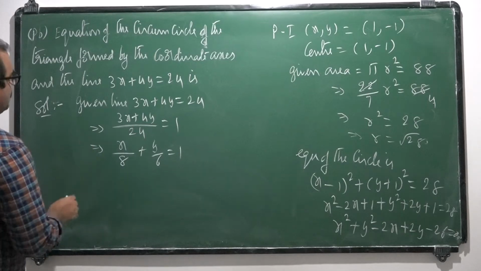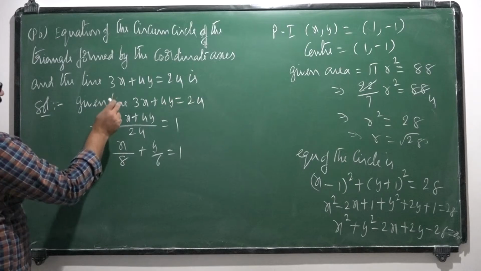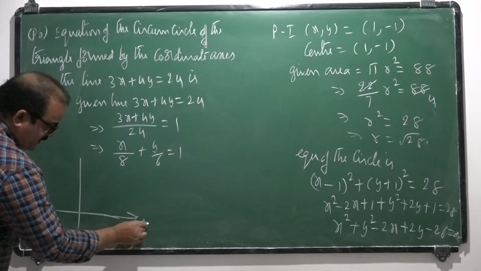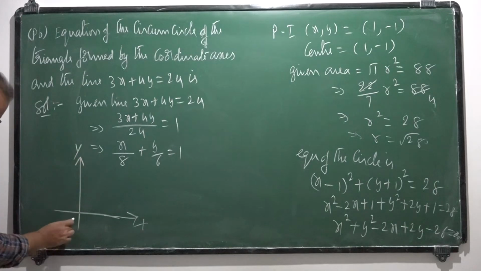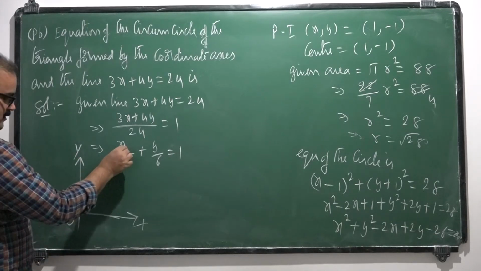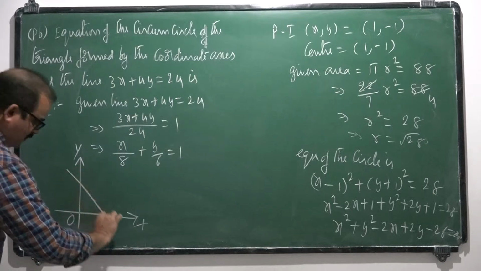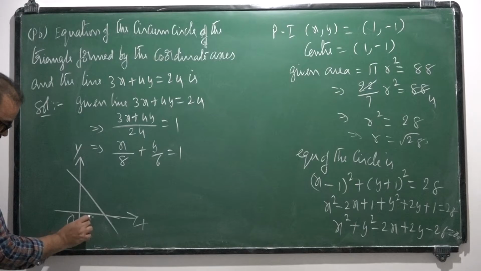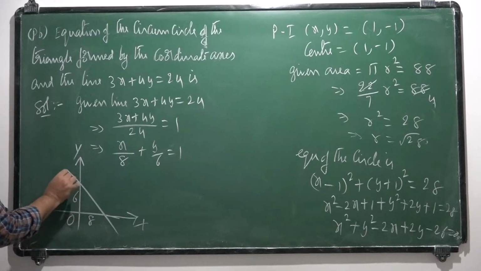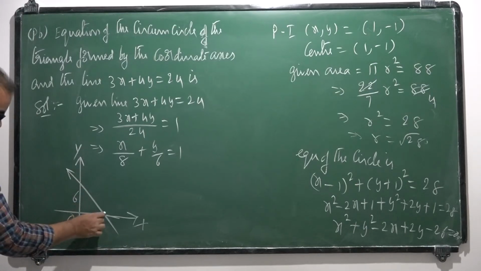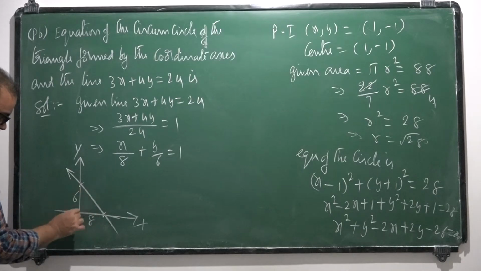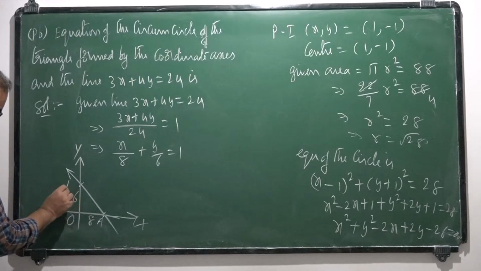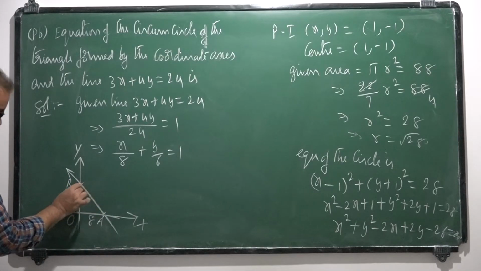Coordinate axis: x axis, y axis. This is the origin. Here the line equation is x by 8 plus y by 6 is equal to 1. x intercept 8, y intercept 6. A triangle is formed. Now, circumcircle.